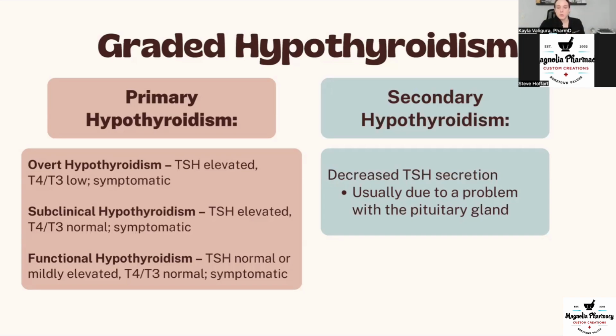And then I won't spend too much time on it, but secondary hypothyroidism can be caused by a problem with the pituitary gland, so a tumor or things like that. This is actually a problem in the brain aspect of this system.